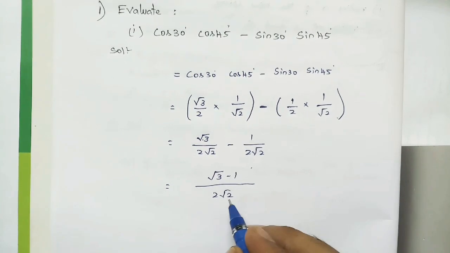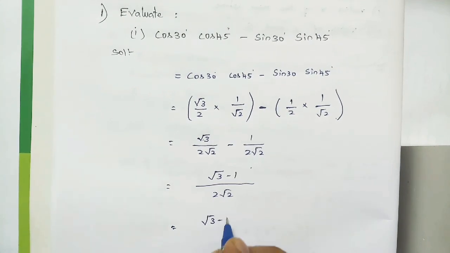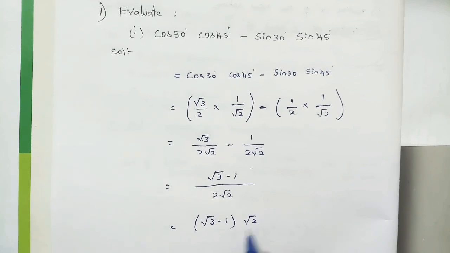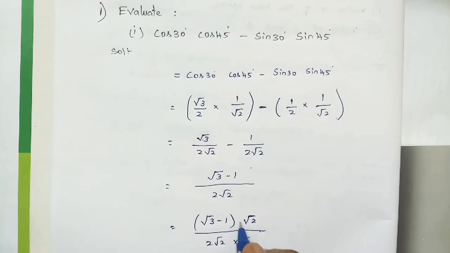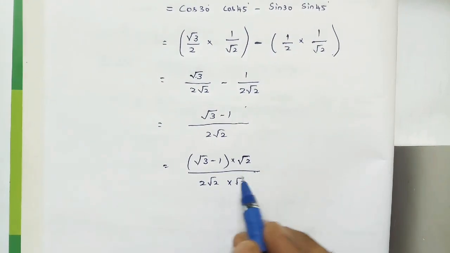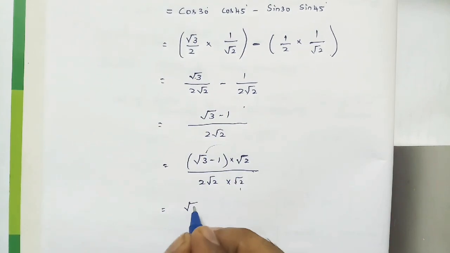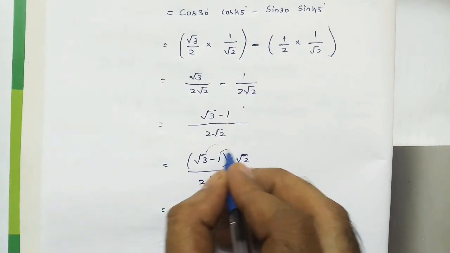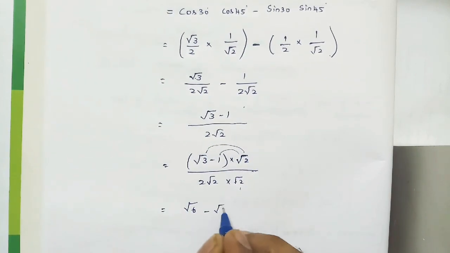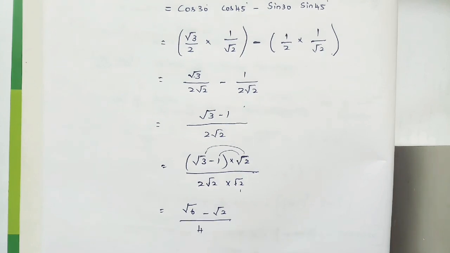So now I am just multiplying by root 2 both numerator and denominator. So it will become (root 3 minus 1) into root 2 divided by 2 root 2 into root 2, right? Root 3 into root 2 is root 6, so root 6 minus 1 into root 2, root 2, divided by 2 root 2 into root 2, which is 2 into 2, 4.